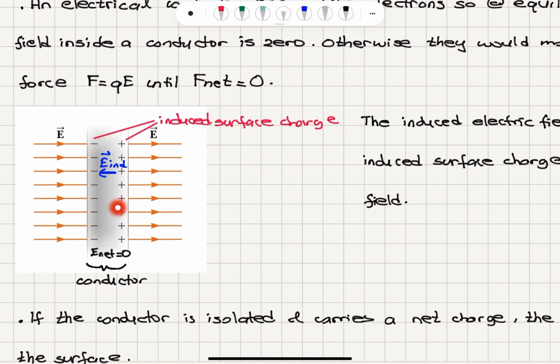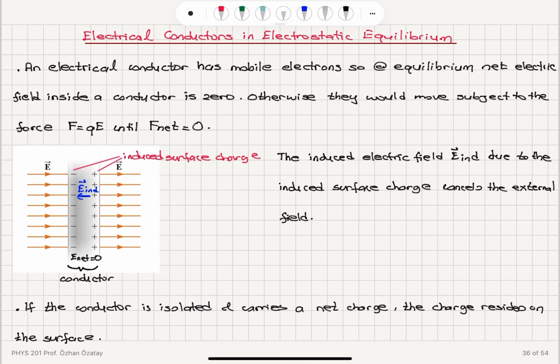The electrons will move to the left hand side until the electric field induced inside the conductor will be cancelling exactly the electric field outside. So inside the conductor, the total electric field will be zero. The motion of the electrons will stop and we will form the equilibrium situation. So the induced electric field, E induced, inside due to the induced surface charge, cancels the external electric field. So we have a net electric field of zero inside the conductor.